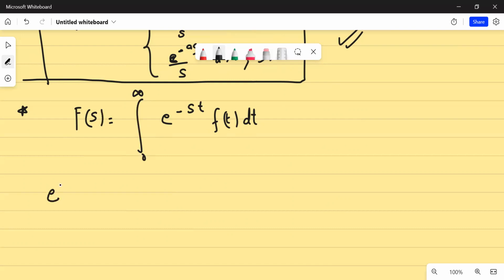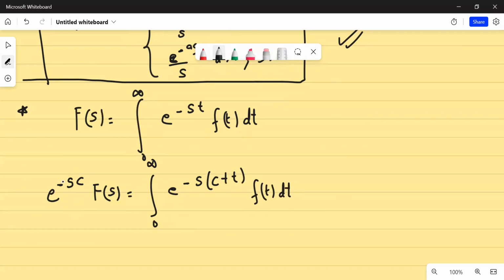What if I multiply it with e to the power minus sc? So what I'll get is, from 0 to infinity, e to the power minus sc, so let's do c plus t, f(t). So I have multiplied both sides with e to the power minus sc. This particular integration is being evaluated on t, so don't worry. You can place this particular term, e to the power minus sc, inside the integral also. Is that fine?